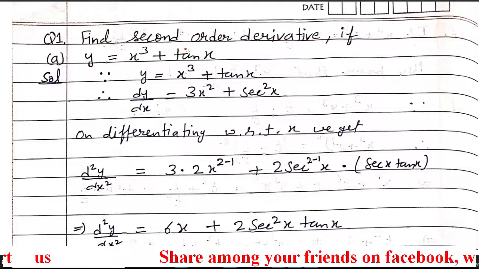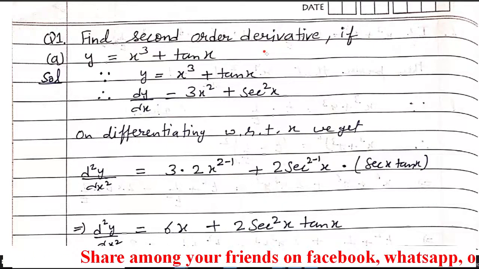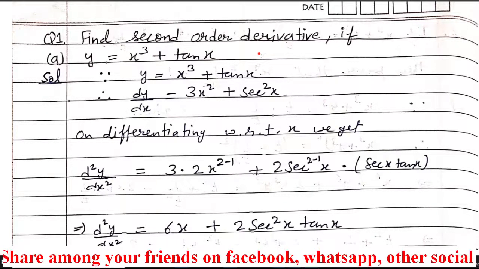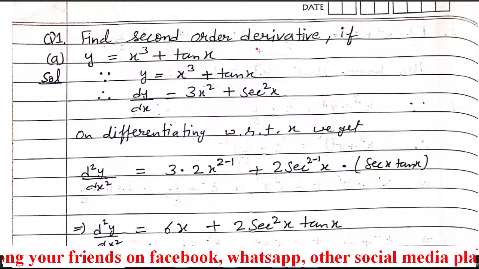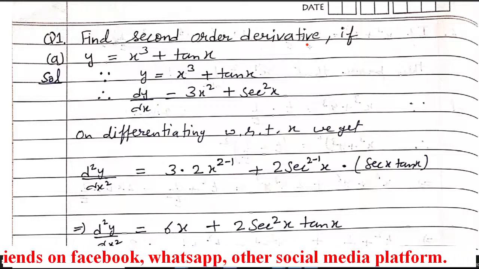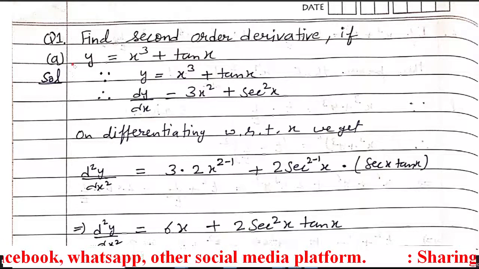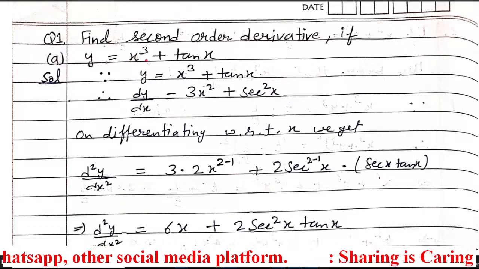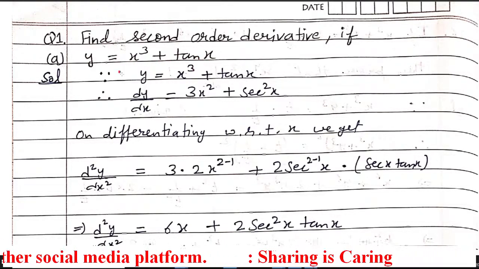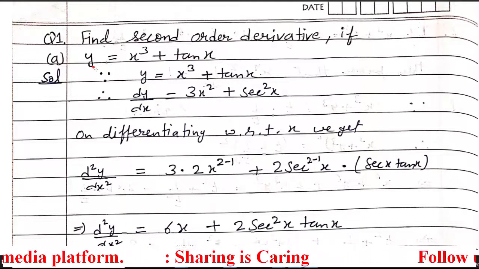The meaning of second order derivative is that first we have to differentiate once, and then whatever answer comes, we again have to differentiate. Like we will solve the first A part, y is equal to x cube plus tan 10x. So we have to find out its second order derivative.